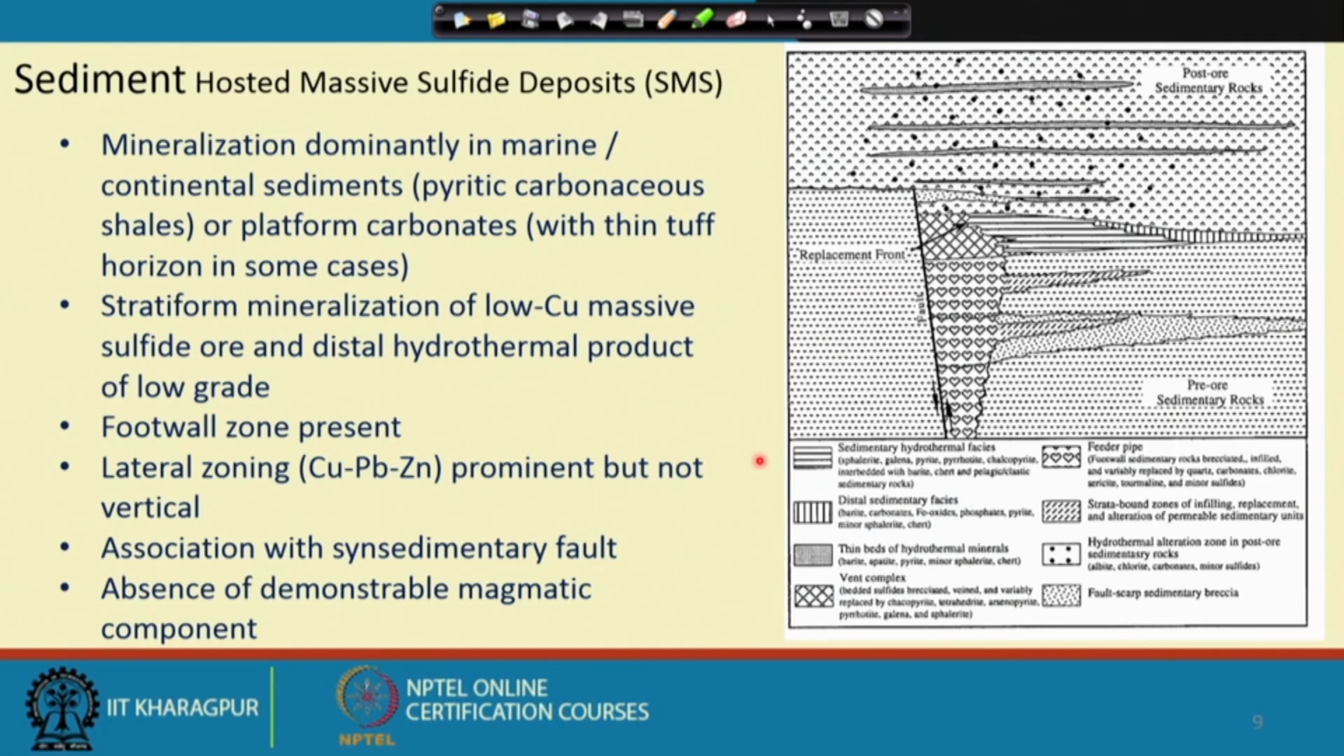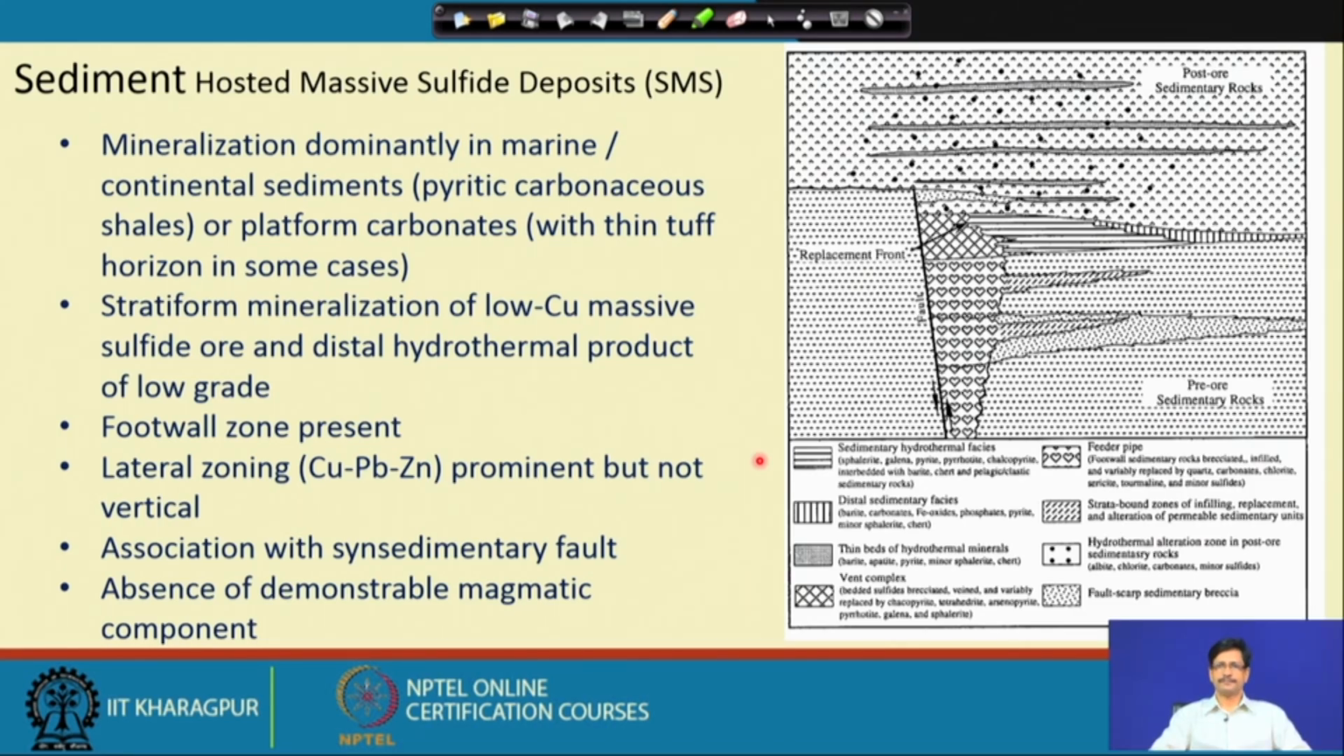So, let us have a look at what their characteristics are. The sediment hosted massive sulphide deposits are a very important class of deposit, contributing the majority of the lead and zinc resources of the world. They are distributed in almost all the continents, and they are quite rich in tonnage, contributing most of the lead and zinc.